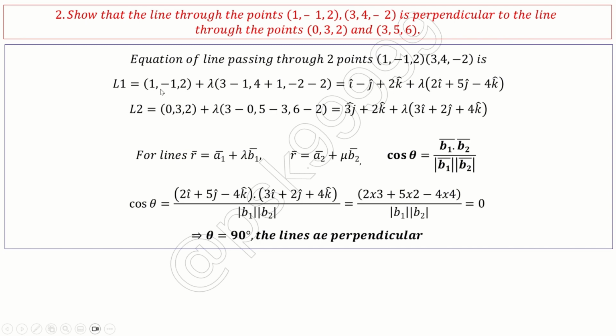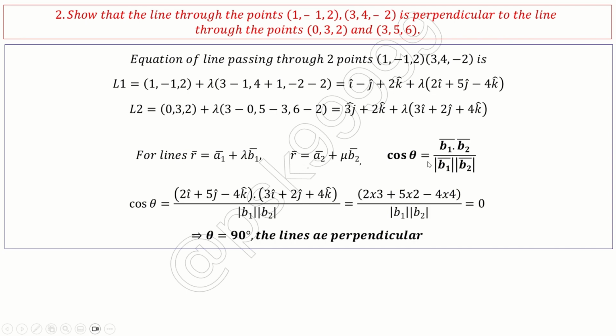I just kept 1 comma minus 1 comma 2, but you should write i minus j plus 2k, plus lambda times 3 minus 1. This is the difference between the 2 points, 3 minus 1, which is 2i plus 5j minus 4k. So this is my line equation. And similarly for L2, this is my line equation, where I am interested only in B1 and B2. So these are my B1 and B2.